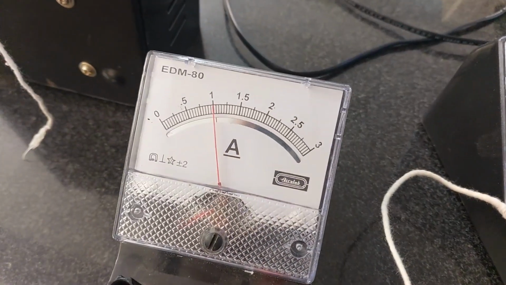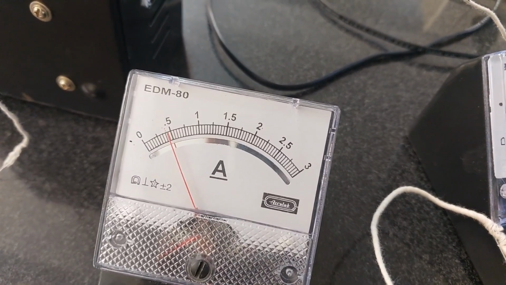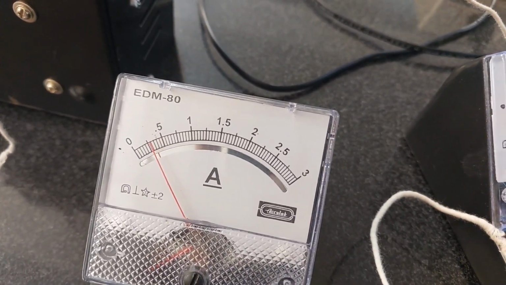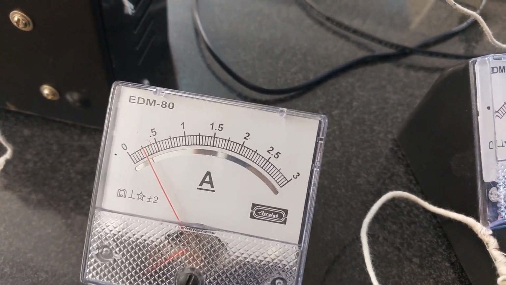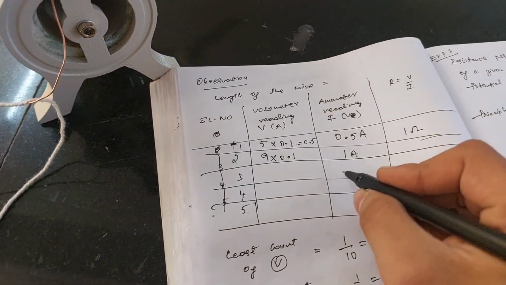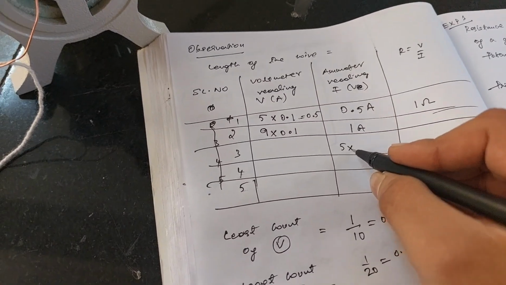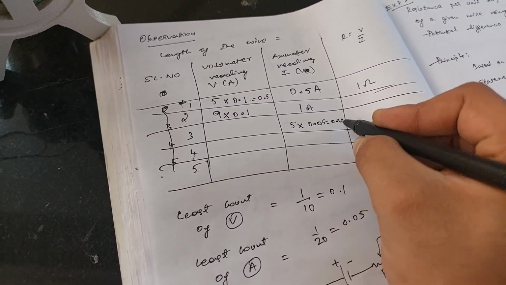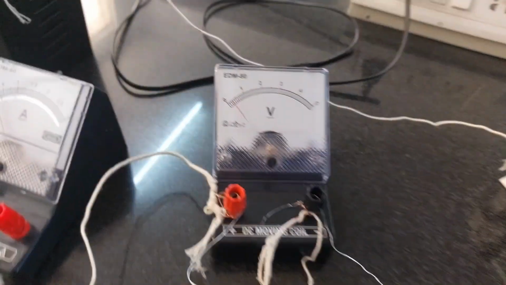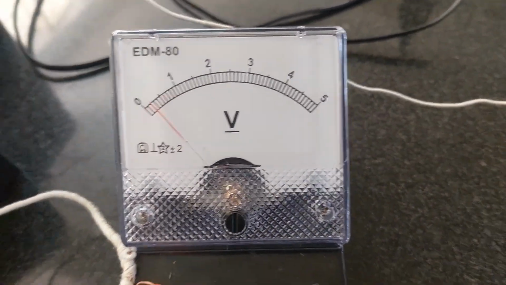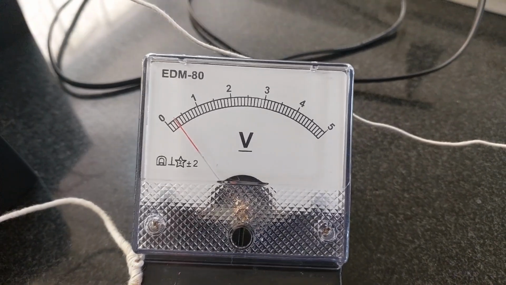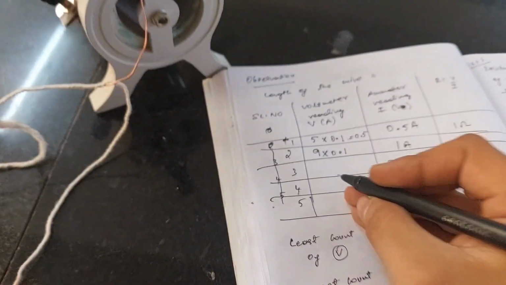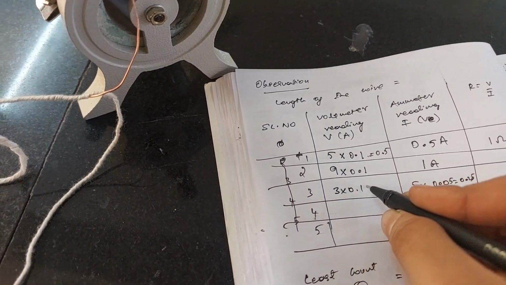So we'll take 2 more readings. Now I'm taking the 5th division on the ammeter. The 5th division on the ammeter is nothing but 5 into the least count of the ammeter, which is 0.05, which is 0.25. Correspondingly, the voltmeter reading is at the 3rd division. So 3rd division means 3 into 0.1, which is 0.3.